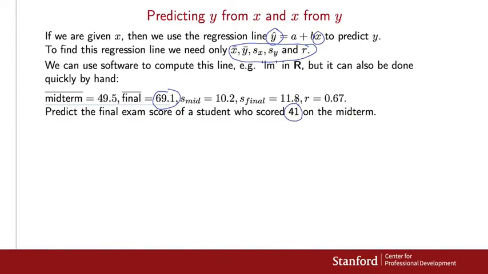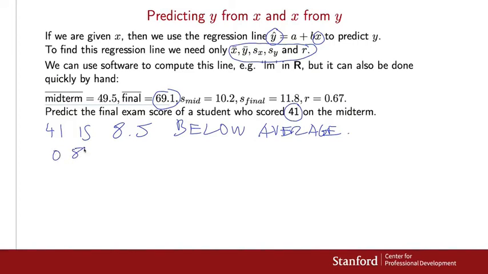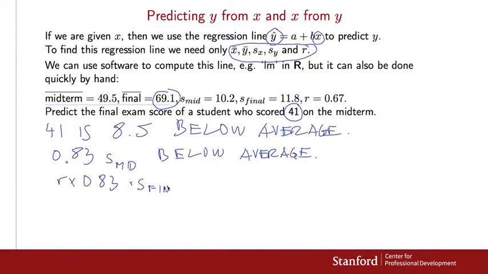Here is how we can do that regression by hand very quickly. First, note that 41 is 8.5 below the average. Here, average refers to the average of the midterm scores, which is 49.5. Now we standardize this. 8.5 below average means 0.83 standard deviations below average. Looking at the formula for the slope of the regression line, we predict the final exam score to be only R times 0.83 standard deviations below average.